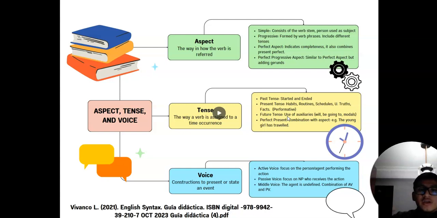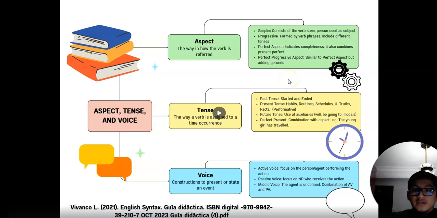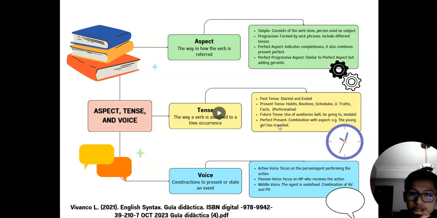Okay, and next we have the present perfect, which I previously mentioned. It's a combination with the perfect aspect. To put an example, the young girl has traveled. Okay, another thing to mention is the present perfect is mainly used for actions that occur in the past before another action, also for reported speech and for if conditionals.